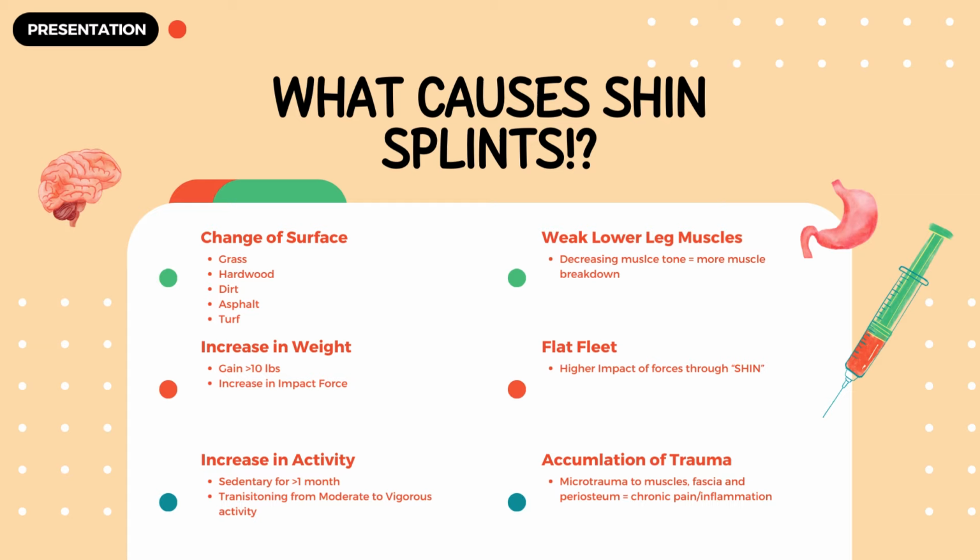And as a result, if you have an accumulation of trauma or micro trauma to the muscles, fascia, and periosteum, it can cause chronic pain and inflammation, which can then also lead to stress fractures.